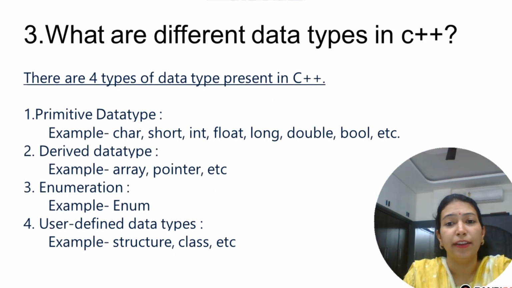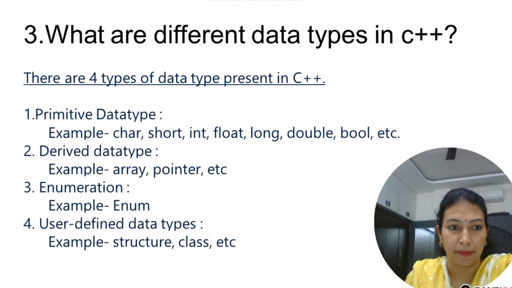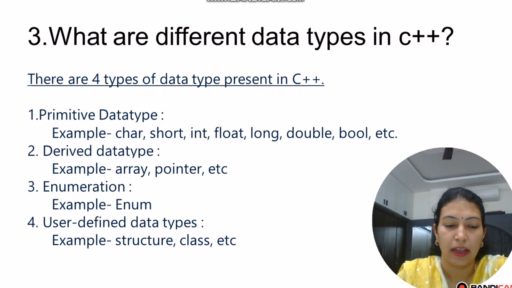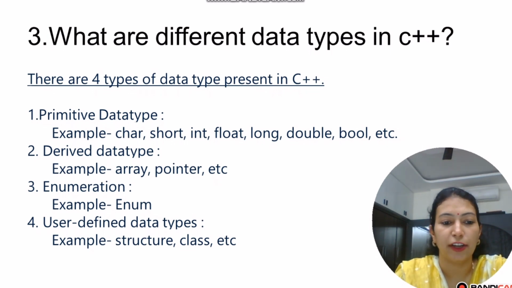Third question is different types of data types in C++. So there are 4 different data types. One is primitive data type, which is basic, our int, short, character, long, double. Another one is the derived data type, which is derived by user, like array, pointers, etc., by which we can derive or manipulate the primitive data types. Third is enumeration, sequential data type. Fourth is user-defined data structures like structure and classes, in which user itself can define which kind of structure it wants.